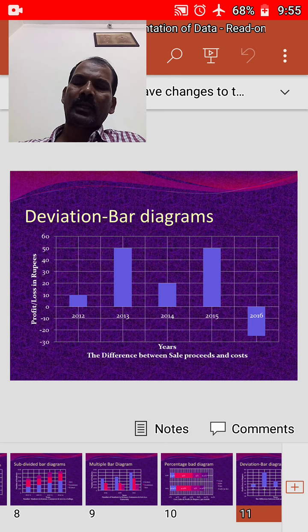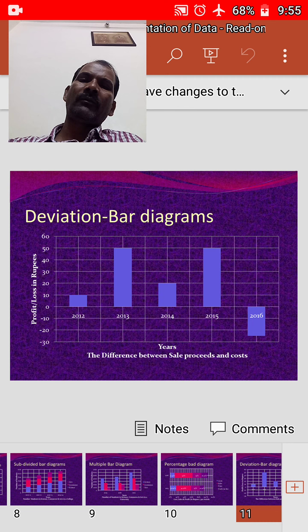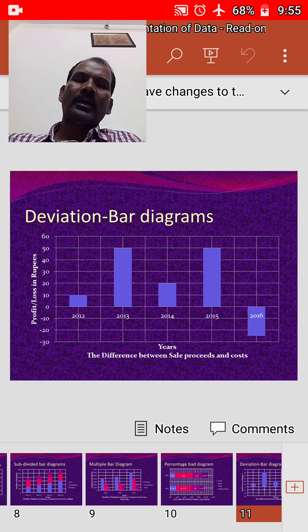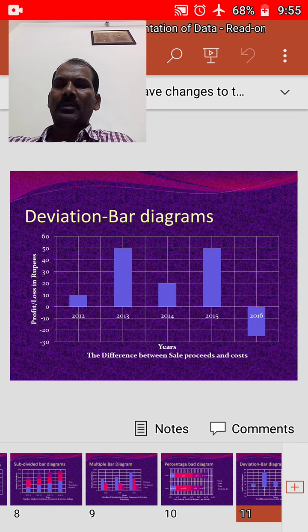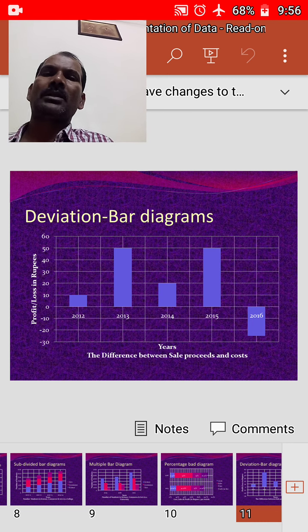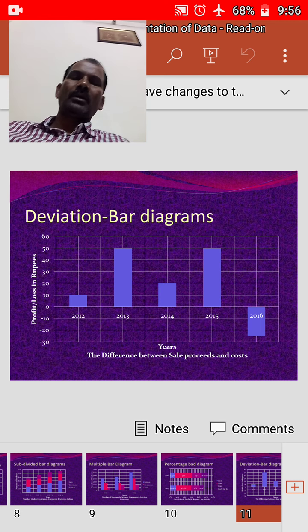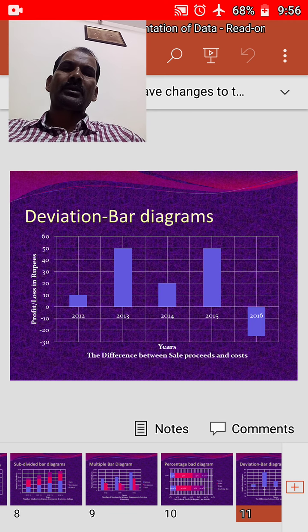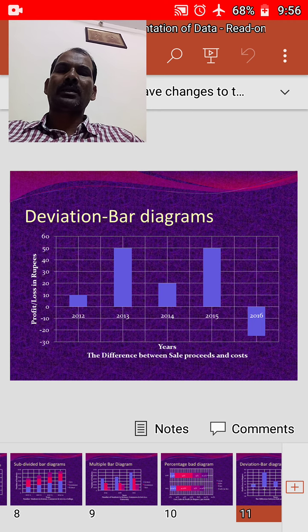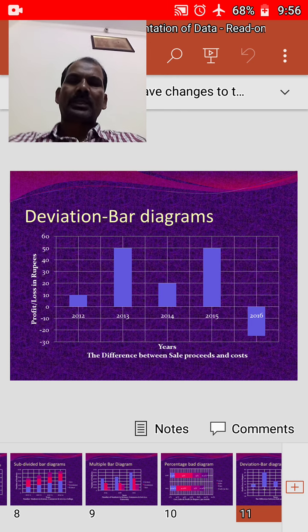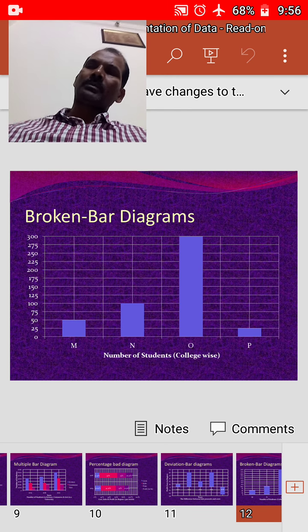For all the 4 years it is positive, whereas in the 5th year, that is in 2016, it is a negative bar. Okay, a deviated bar diagram we have. The difference between sales proceeds and costs will be understood with the aid of this diagram. In the 4 consecutive years we got profits, whereas in the last, that is 2016, we made losses.